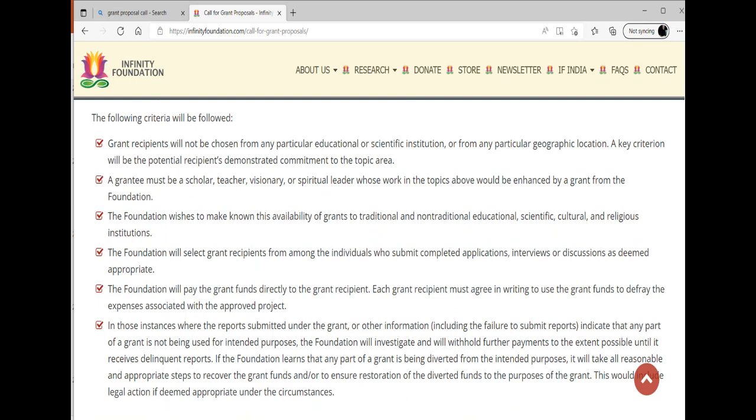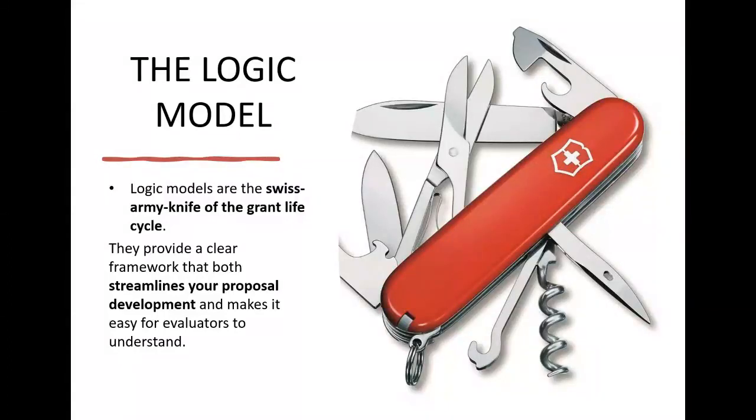It's very clear. So you must be a scholar, a teacher, visionary, spiritual leader. So it's very, very broad, like I said. They'll select recipients from people who submit completed applications. There'll be interviews or discussions as deemed appropriate if they want more information. Again, very rare. But this one looks like it's very open to following up in case something is not clear. Okay, so that was just an example of a very straightforward grant application. So just an idea of what it looks like.